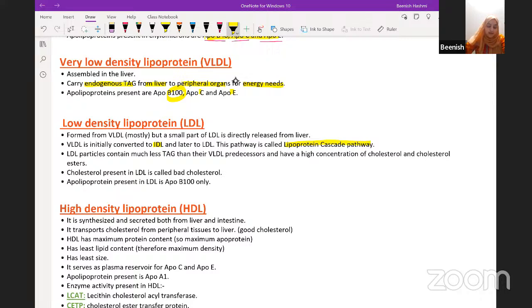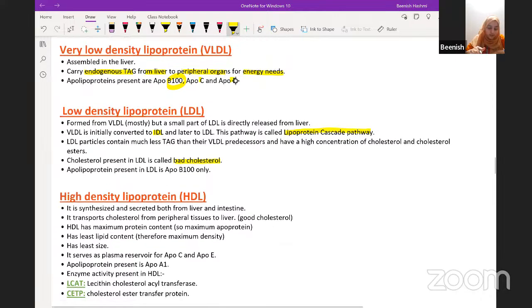Now, LDL particles contain much less TAG than their VLDL predecessors and have a high concentration of cholesterol and cholesterol esters. This point will also become very clear when we talk about the LDL metabolism later in the lecture. And cholesterol present in LDL is called bad cholesterol. I'm sure all of you by now know that LDL is bad cholesterol, but why is it a bad cholesterol? We'll just get to know.